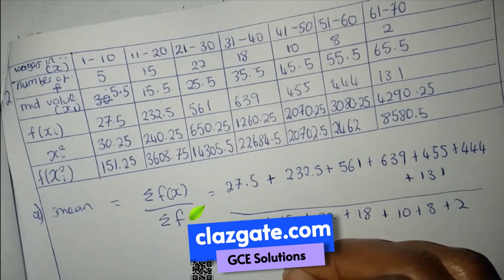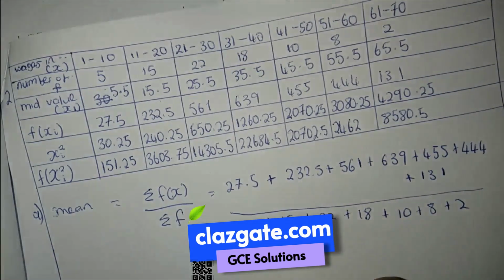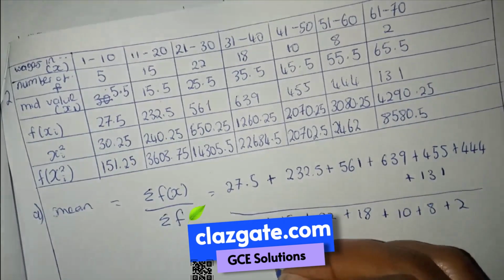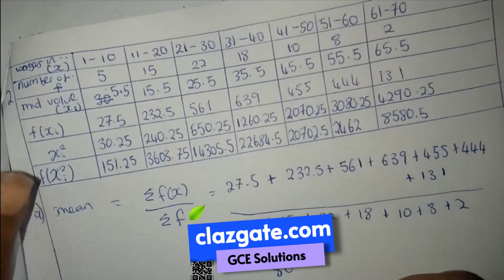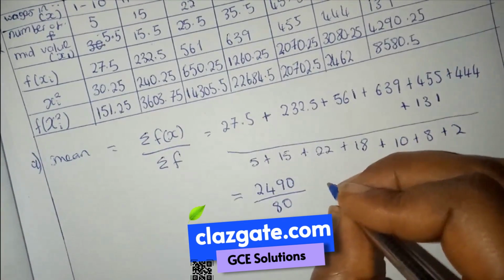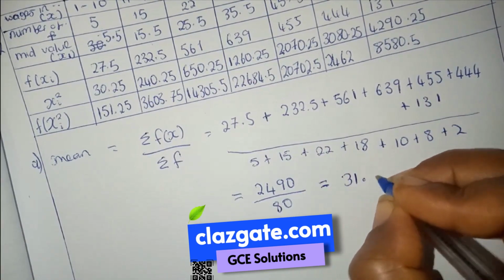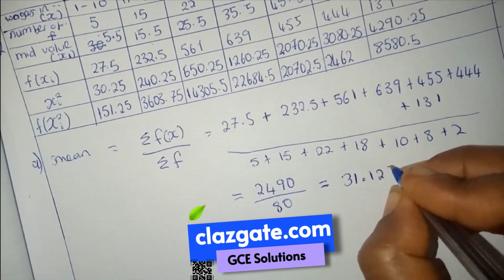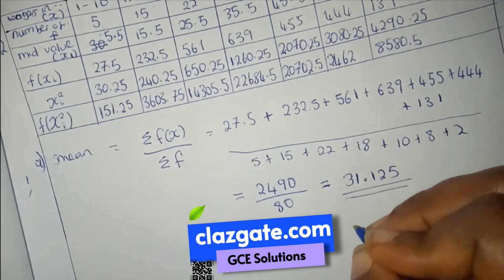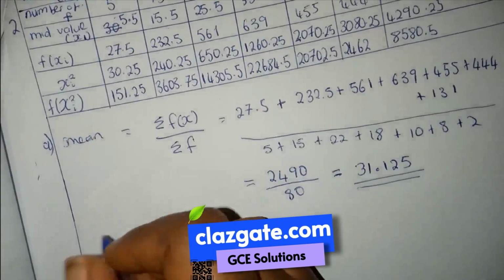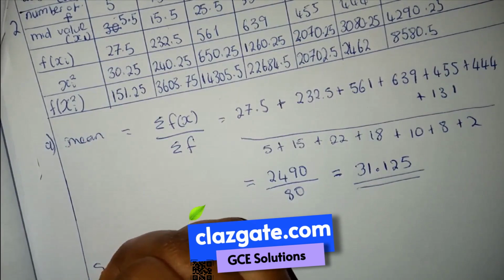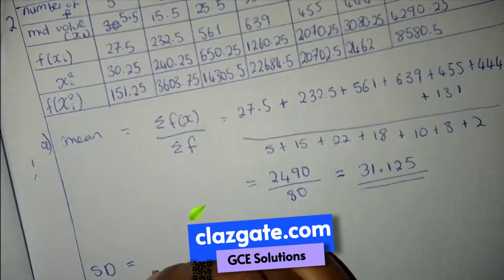Okay, and all of this divided by 80. What's our answer? Our answer is 31.125. That's our answer. And then for the standard deviation, what's the formula for standard deviation?